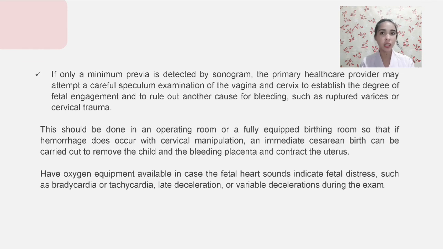If only a minimum previa is detected by sonogram, the primary healthcare provider may attempt a careful speculum examination of the vagina and cervix to establish the degree of fetal engagement and rule out another cause for bleeding such as ruptured varices or cervical trauma. This should be done in an operating room or a fully equipped birthing room so that if hemorrhage does occur with cervical manipulation, an immediate cesarean birth can be carried out to remove the child and bleeding placenta and contract the uterus. Have oxygen equipment available in case the fetal heart sounds indicate fetal distress, such as bradycardia or tachycardia, late deceleration, or variable decelerations during the exam.